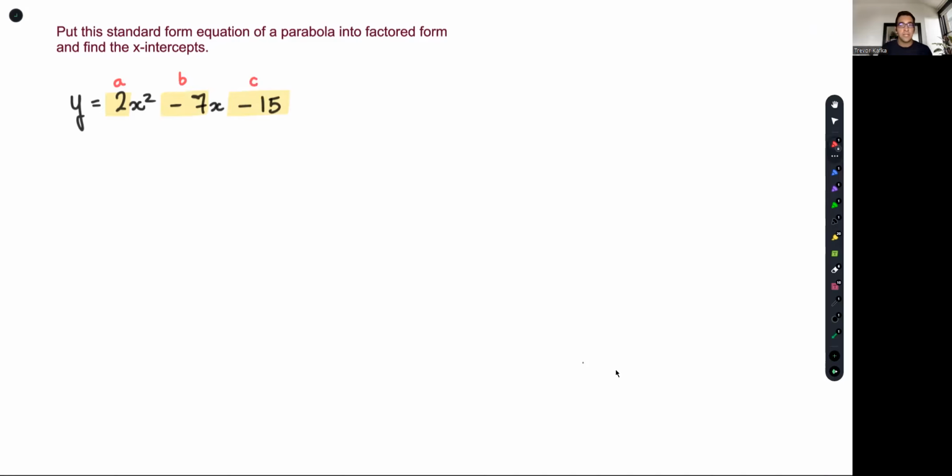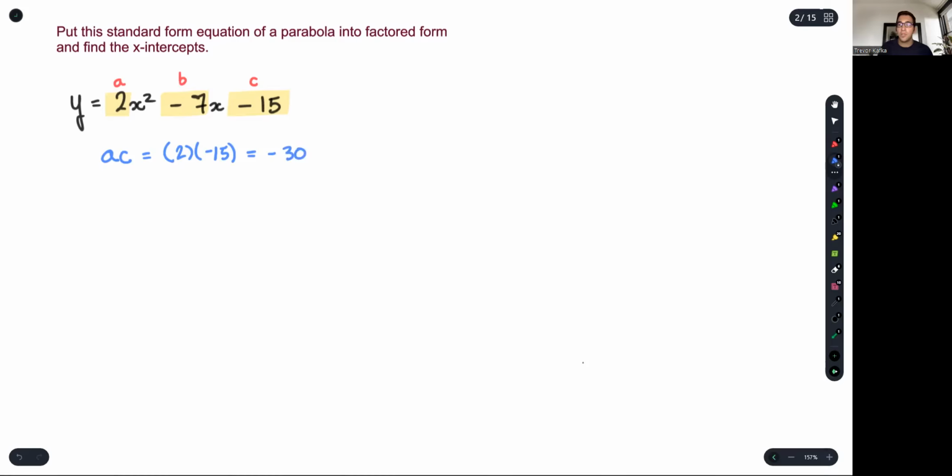Our very first step is we're going to take A and C, and we're going to multiply those two numbers together. If we multiply those two numbers together, we're going to get A times C. That's going to be 2 times negative 15. You've got to remember that negative there. That's going to give us negative 30.